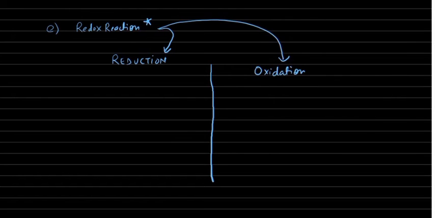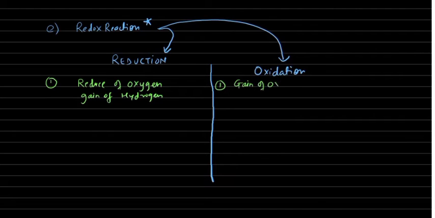So first difference: reduction is loss of oxygen and gain of hydrogen, whereas oxidation is gain of oxygen and loss of hydrogen.